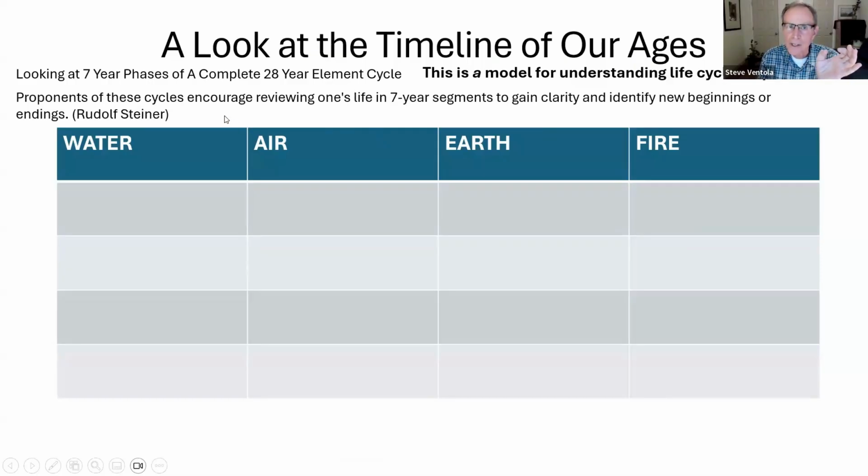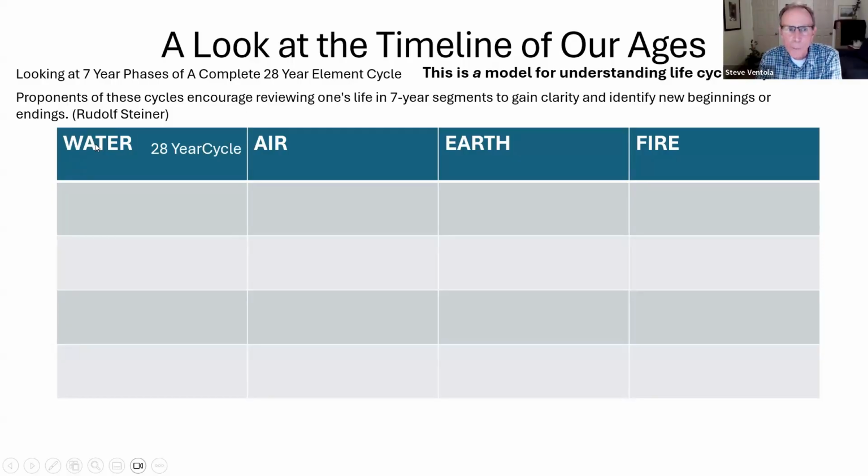Proponents of these cycles encourage reviewing one's life in 7-year segments to gain clarity and identify new beginnings or endings. For example, Rudolf Steiner, I'm sure most of you have heard of him, looks at 7-year segments in terms of reviewing your life. So in terms of those 7-year phases of a complete 28-year element cycle, let's look at it here to explain that more.